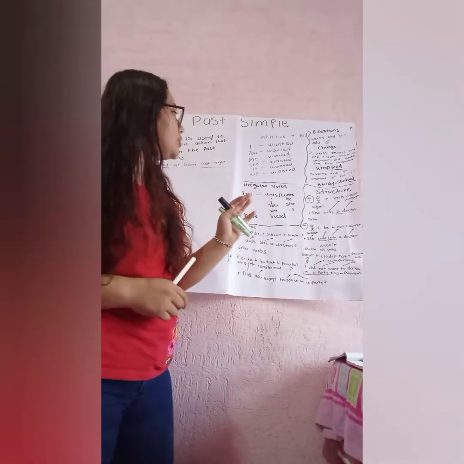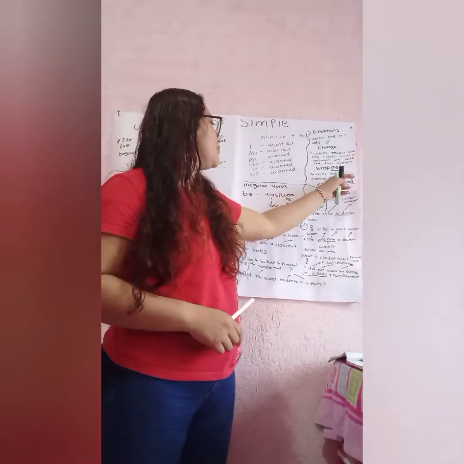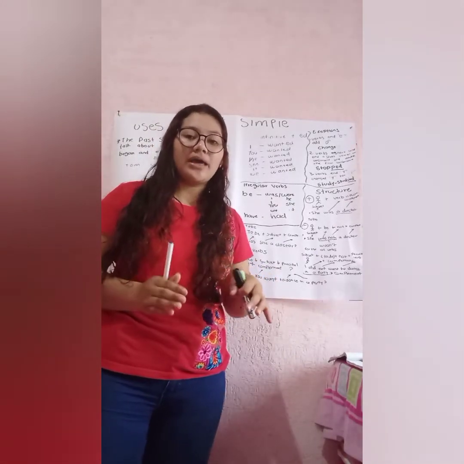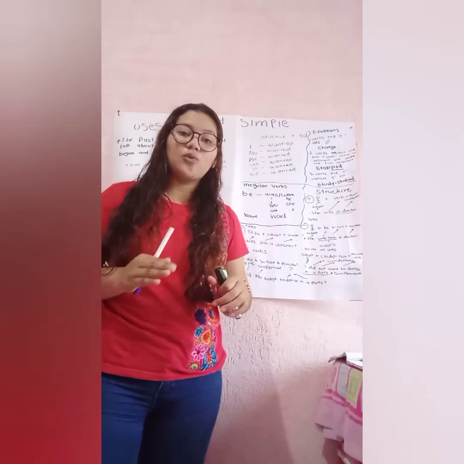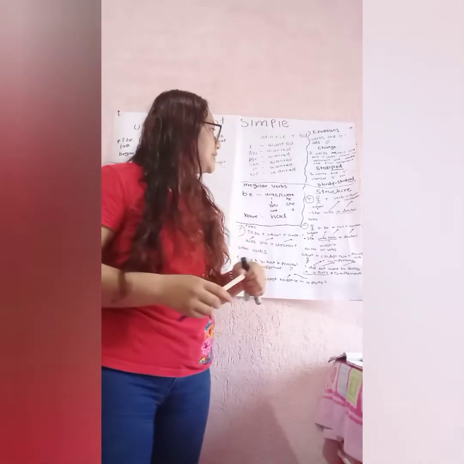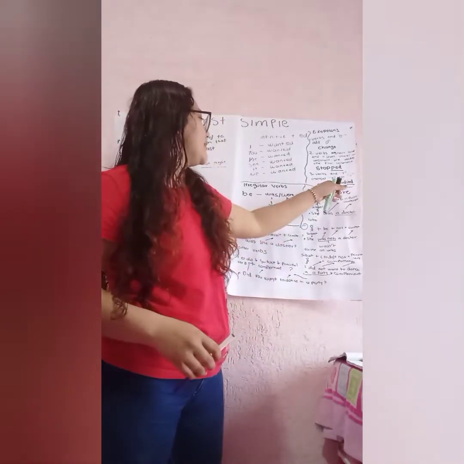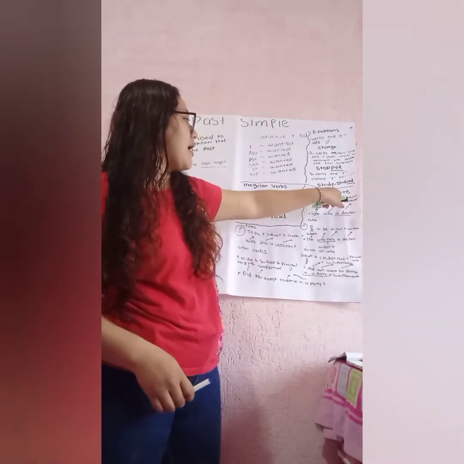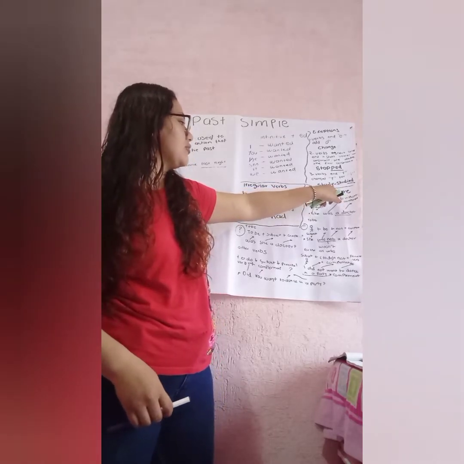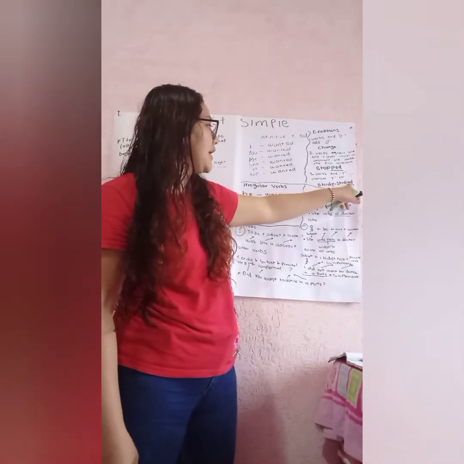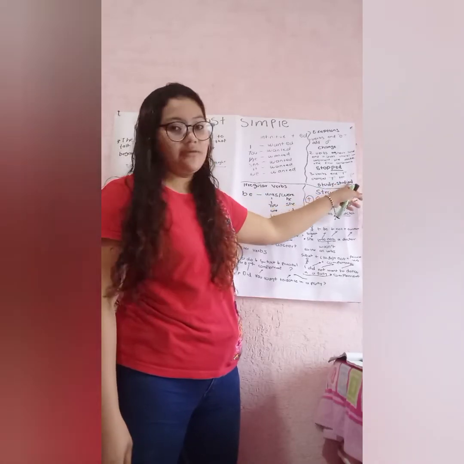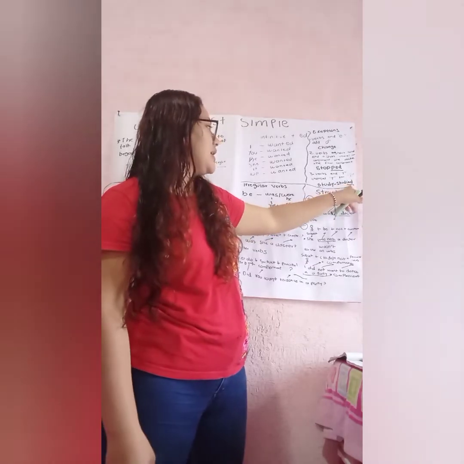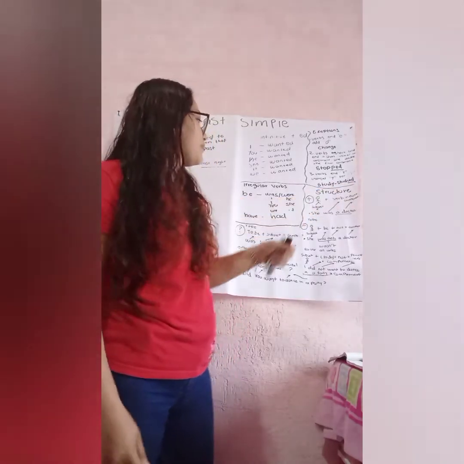And the third exception is verbs that end in y. For all verbs that end in a consonant and y, we need to change the y to i, the vowel i. For example, study. Study is a verb that ends in a consonant plus y. We only change the y to i, and in this case it is studied. Okay, here is the past simple.